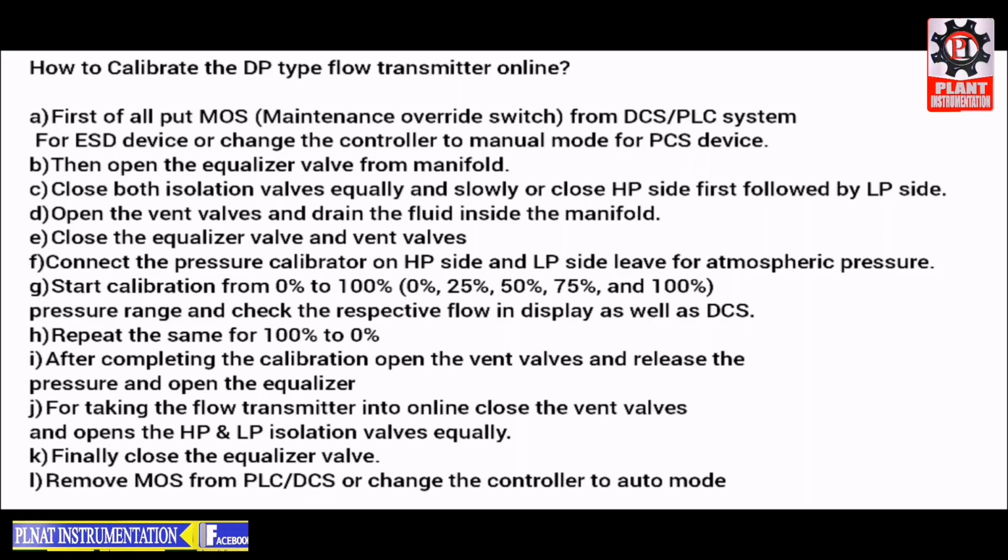After completing the calibration, open the vent valve and release the pressure and open the equalizer. For taking the flow transmitter online, close the vent valve and open the HP and LP isolation valves equally. Finally, close the equalizer. Remove MOS from PLC DCS or change the controller to auto mode.